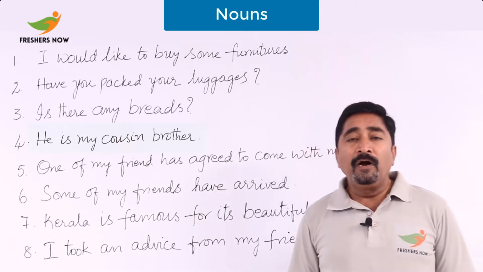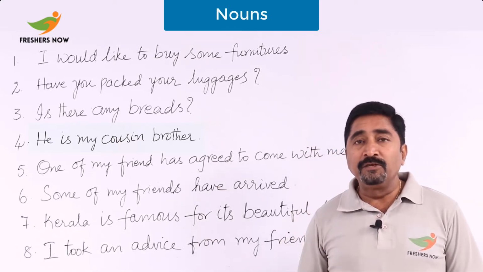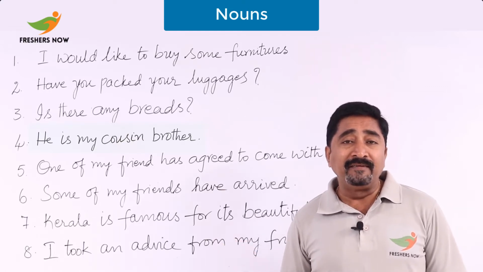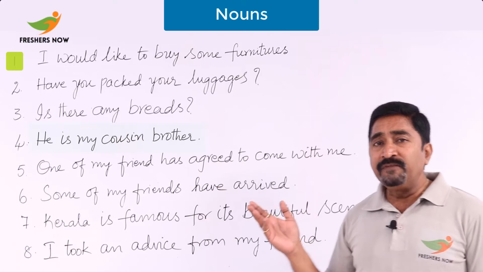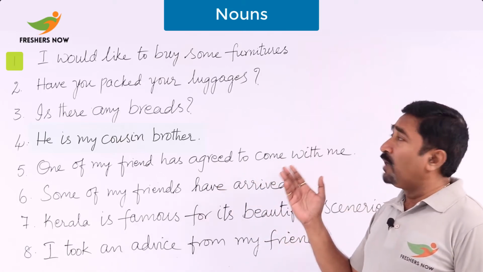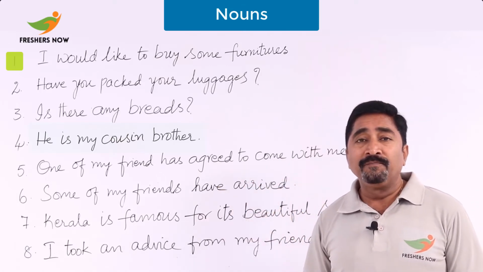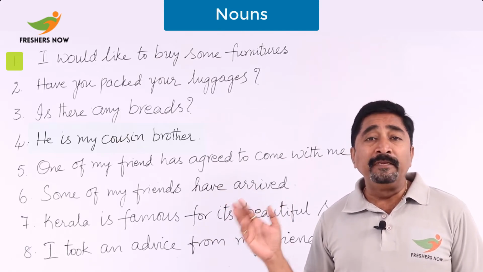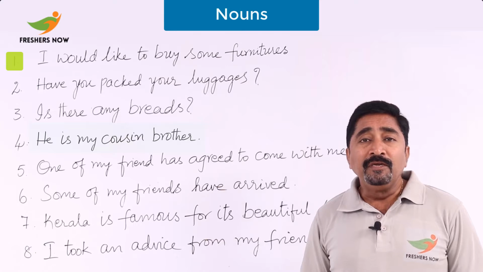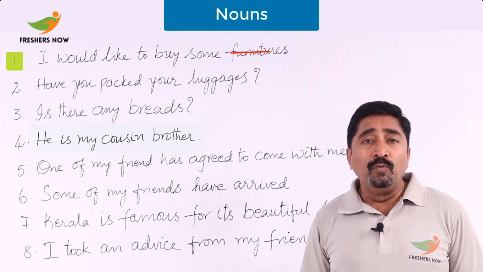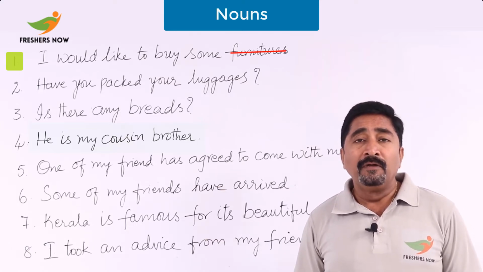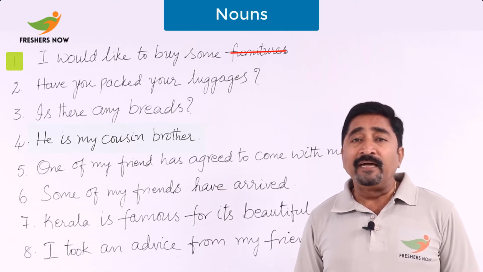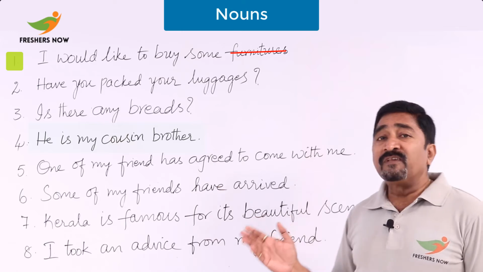Okay, now I come to you to let you know what the mistakes are in these sentences. Now let's see the first one. I would like to buy some furnitures. Here, furnitures is an uncountable noun, for which it should never be used in a plural form with the addition of s to the word. You should say, I would like to buy some furniture.